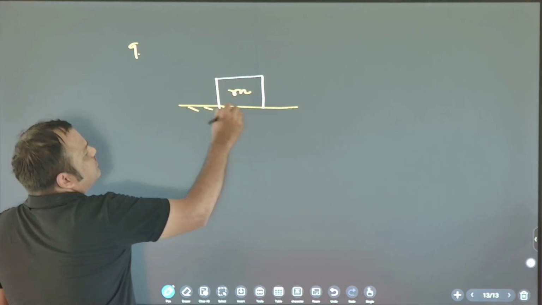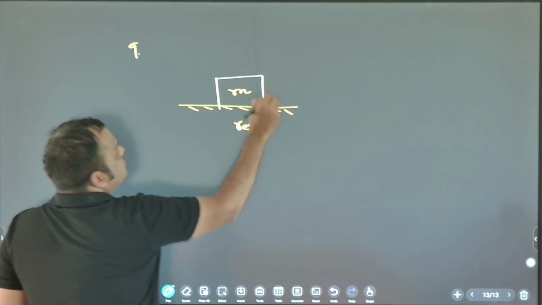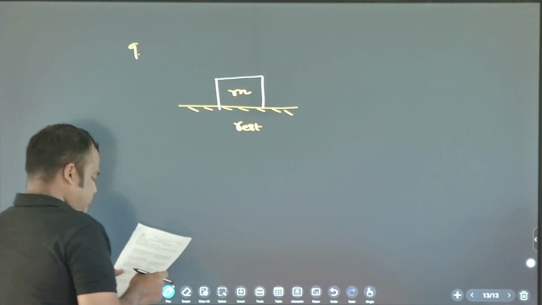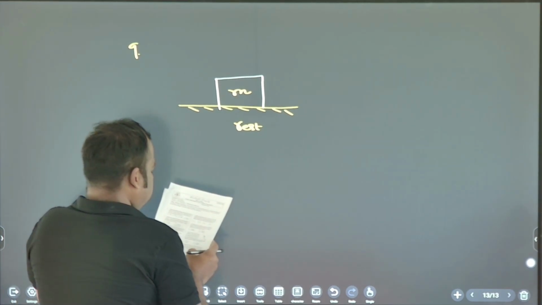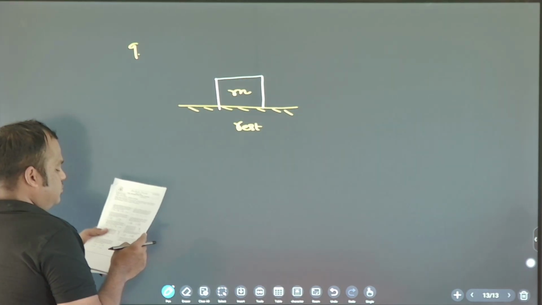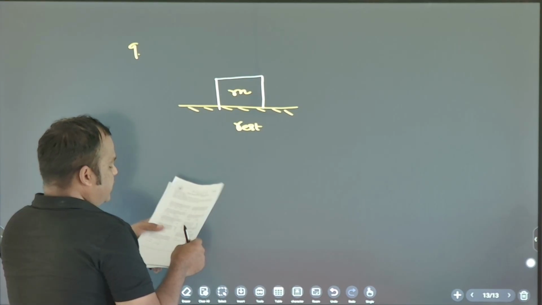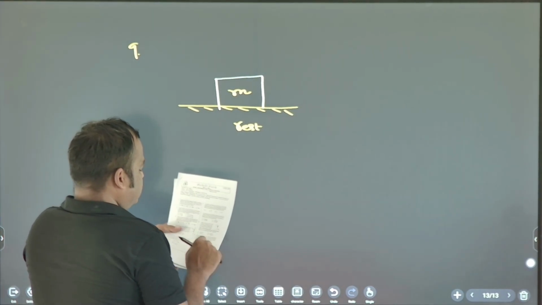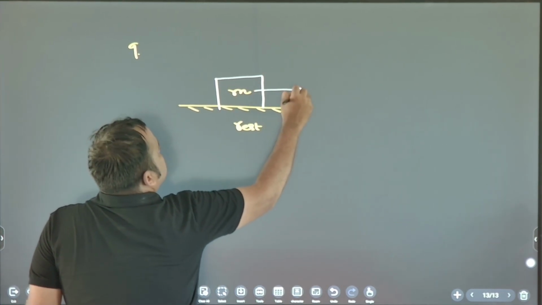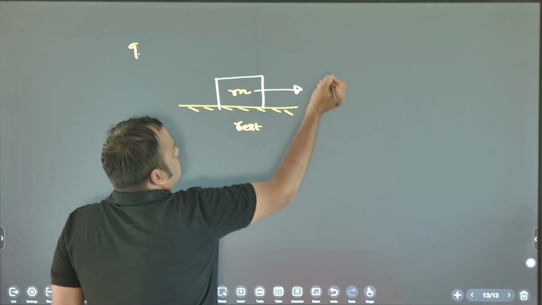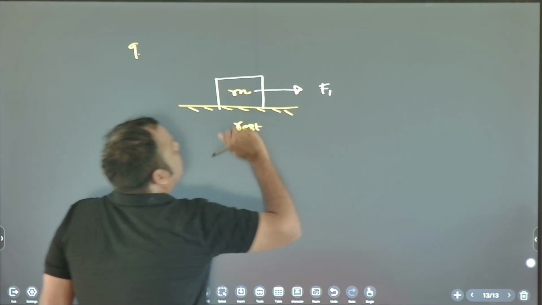Block is there, body is not moving, means it is at rest. So net force 0. What force you are exerting? Not given. Okay, the force by the surface on the body is F. Suppose you are exerting F1.